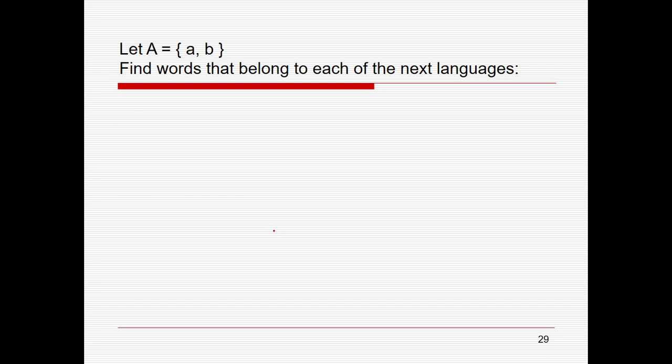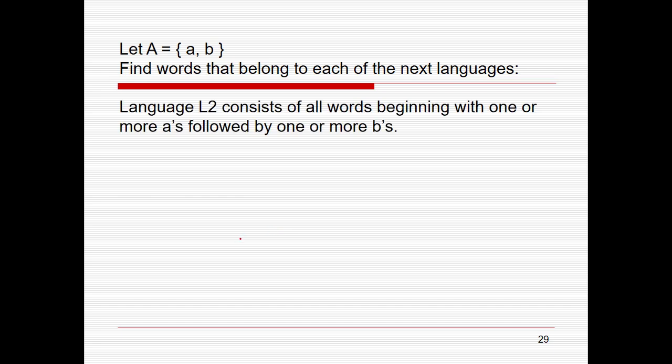Another language we can look at is language L2 that has one or more A's followed by one or more B's. So language L2 is a set containing words with one or more A's followed by one or more B's. So, for instance, these would be perfect good combinations. If we look at this language L2, then the minimum size word would be the word AB with a length of 2.